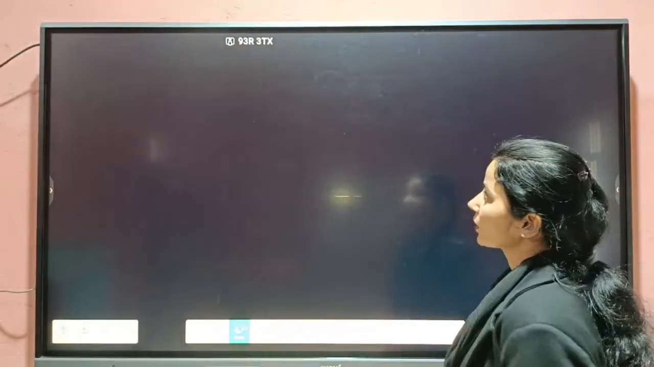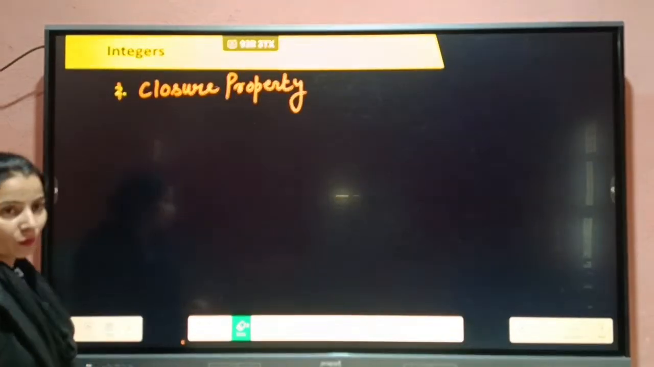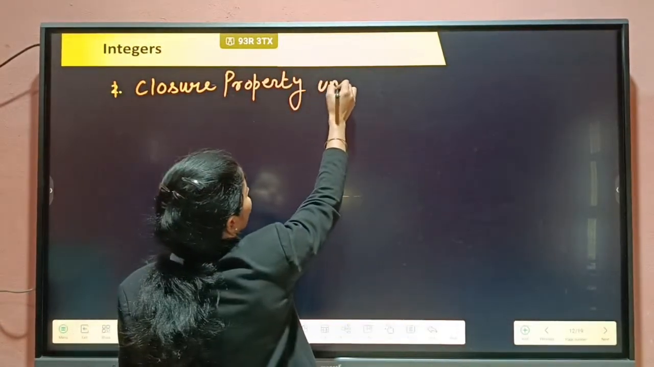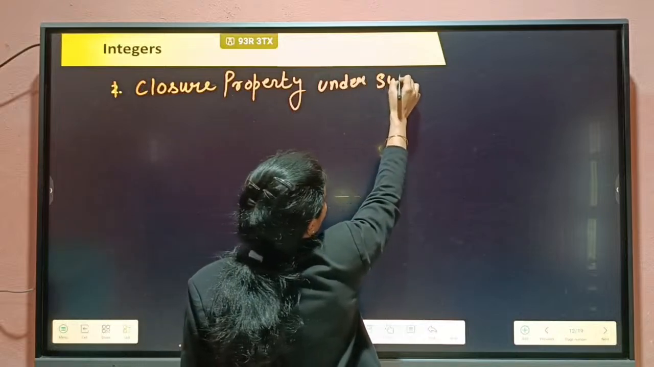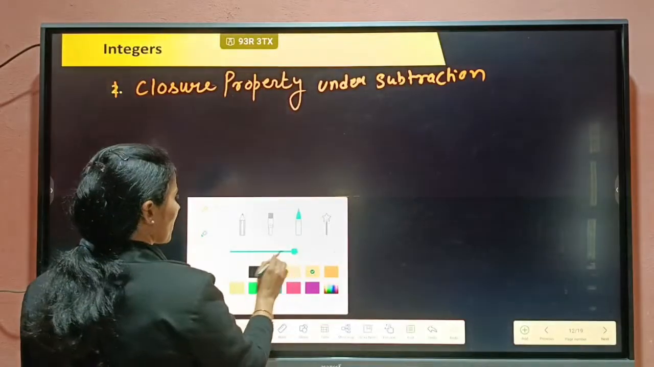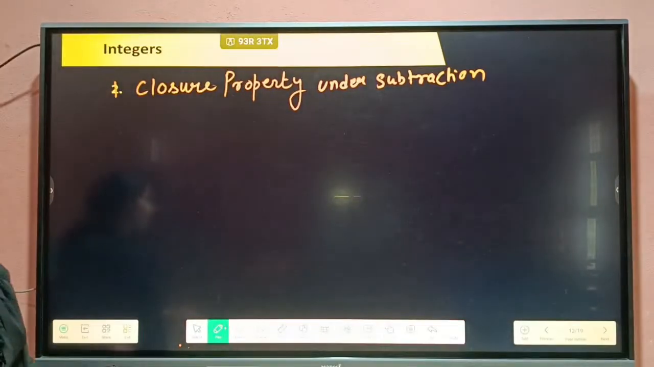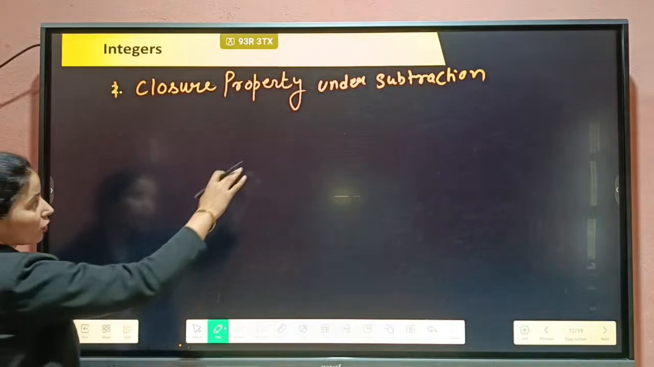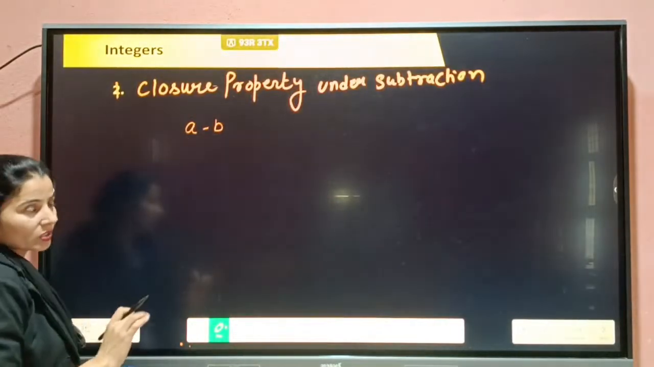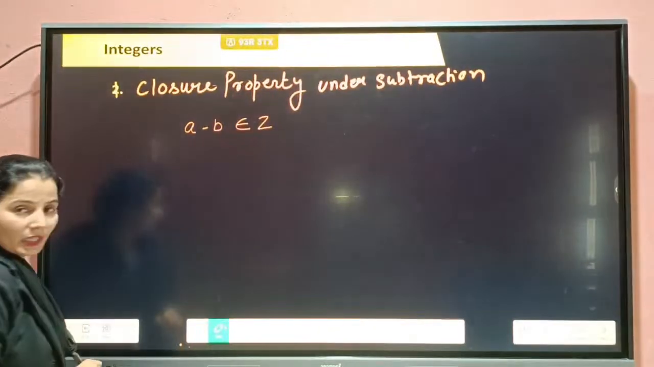The first property is closure property. What is closure property? We are going to do closure property under subtraction. A minus B, where A and B are two integers. If I subtract these two integers, then the result must belong to integers.